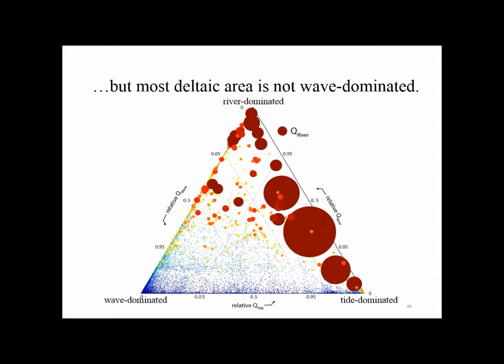However, most deltas might be wave-dominated, but if you look at the size of these individual deltas, most delta area is actually not wave-dominated, because most wave-dominated deltas are just very, very small. So I colored these dots according to the fluvial sediment flux, which should be some proxy for delta area or delta size. And you see that, for instance, the Amazon here and some of the other major deltas are mostly not wave-dominated.